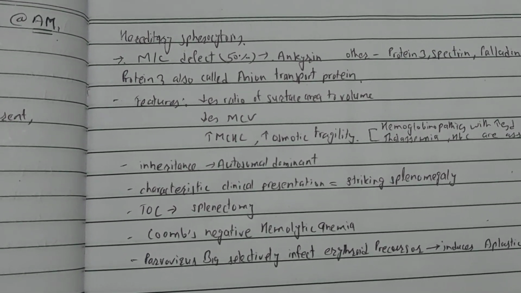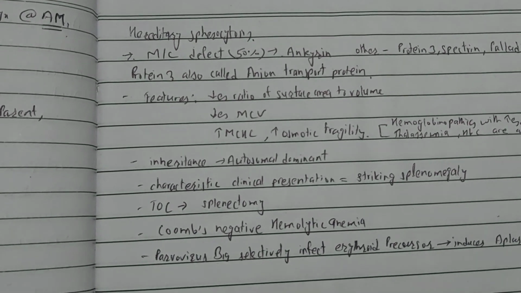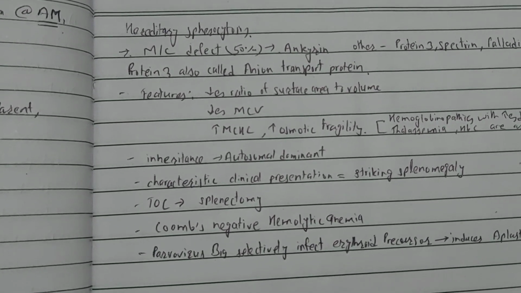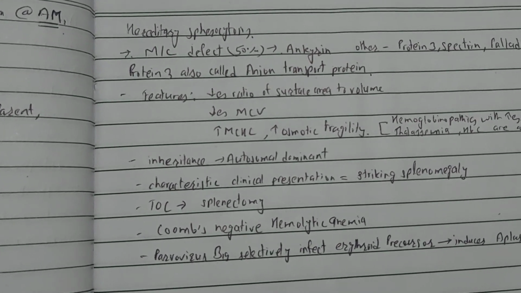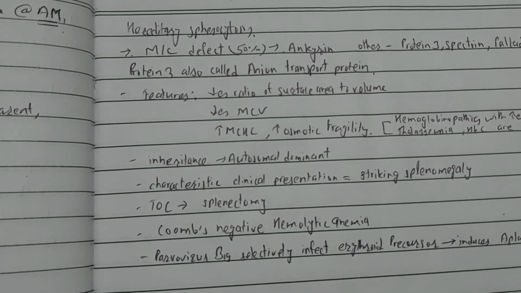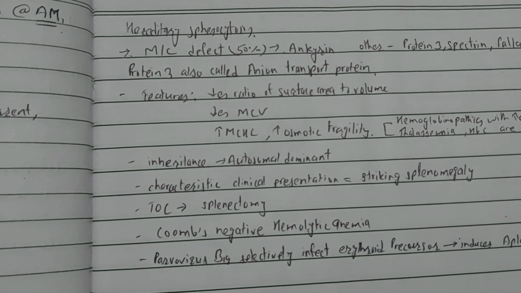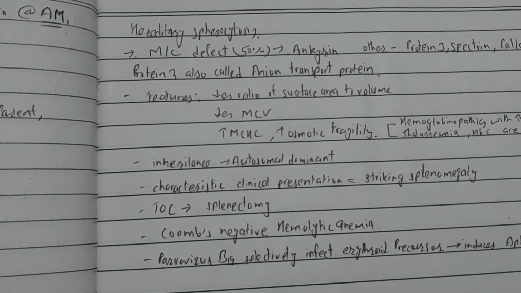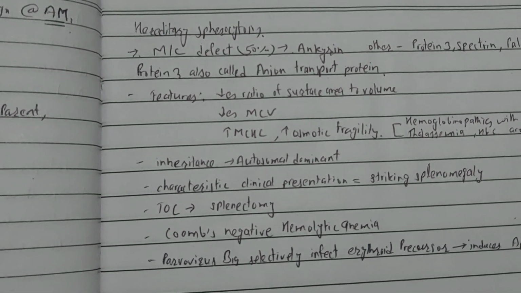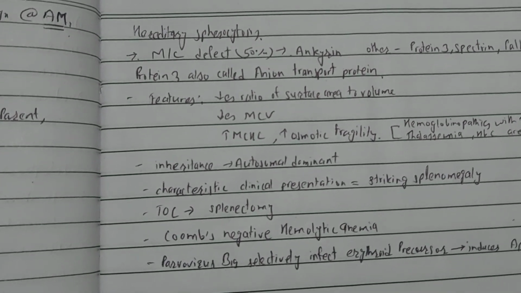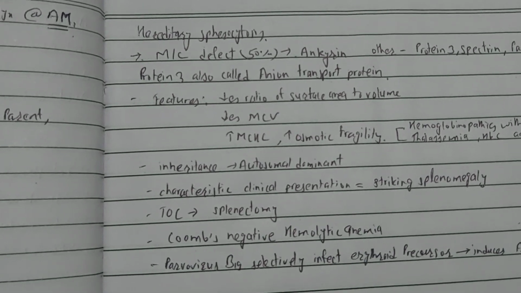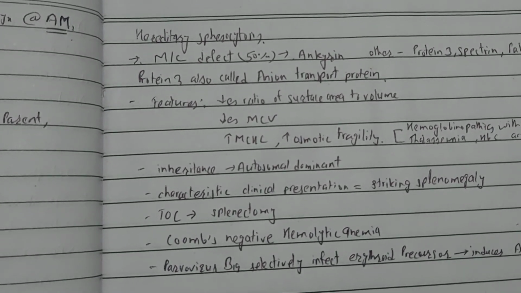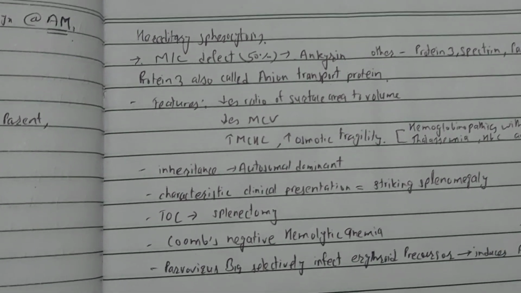And what are the features of the RBC in hereditary spherocytosis? In the peripheral smear, you will see small, round RBCs with less surface area and no central pallor. So there is increased mean corpuscular hemoglobin concentration, and there is premature removal by the spleen, and you will find clinically splenomegaly.